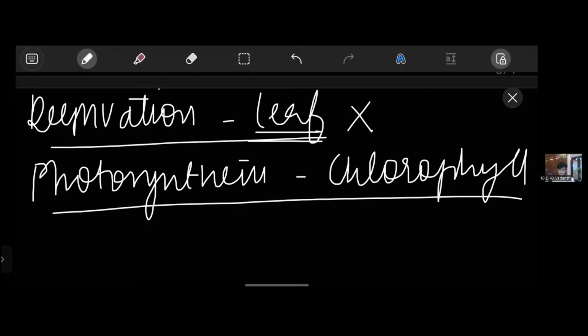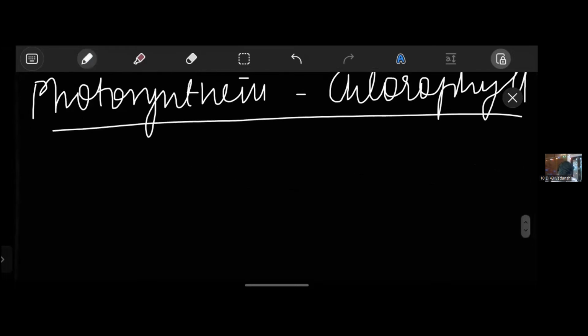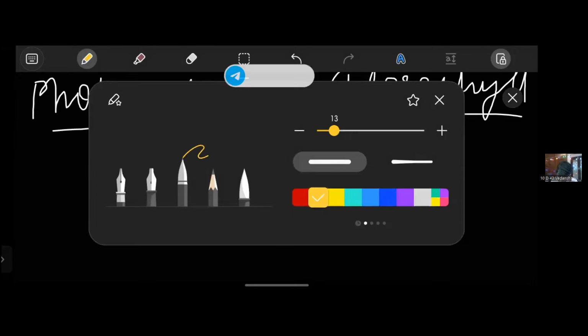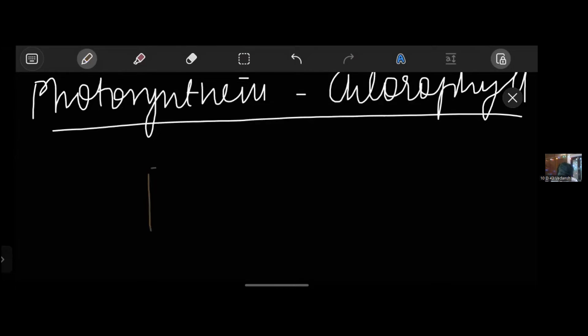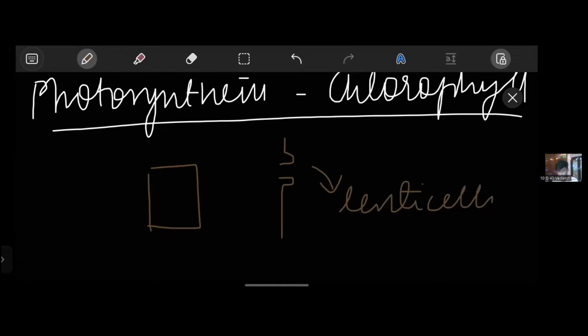For example, stomata, leaf ka example de diya. Lenticels, basically kya hota hai? Let me draw a quick bark over here. For example, this is a bark, wooden bark, theek hai? Upar iske tree hai, just ignore that. Ab yahan par kya hota hai? There are openings like this. These openings are called lenticels. Toh isme se gaseous exchange hota hai.